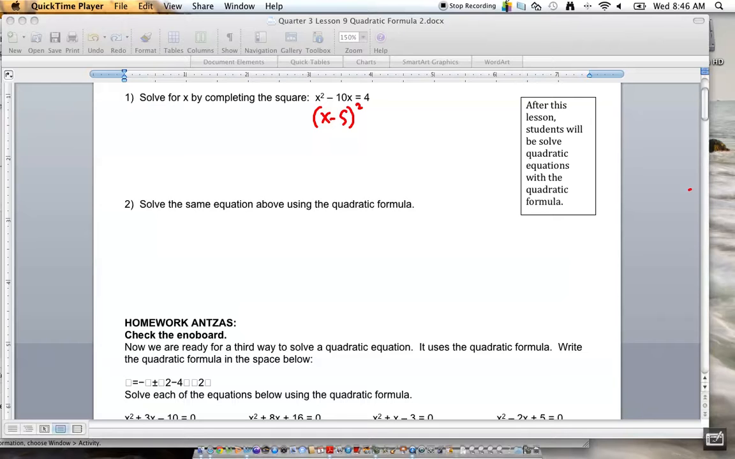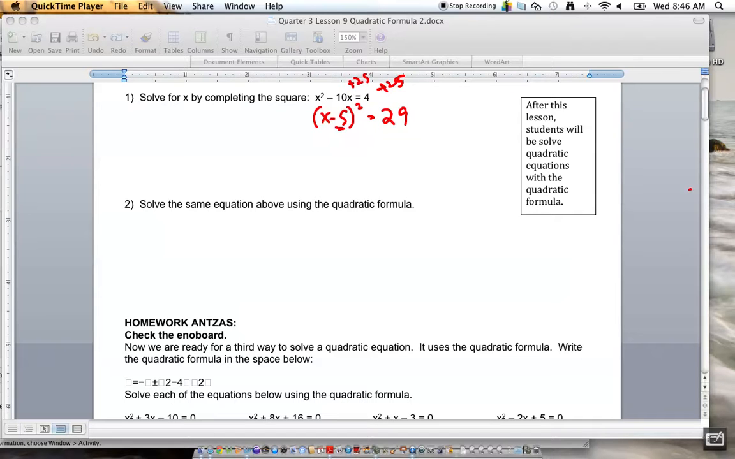What do I need over here? The number. Yeah, what number would that be? 25, right? Because the minus 5 is the half of minus 10, but then you got to square it to figure out what number you're missing. And if I add 25 to the left, add 25 to the right, so now I get x minus 5 squared equals 29.